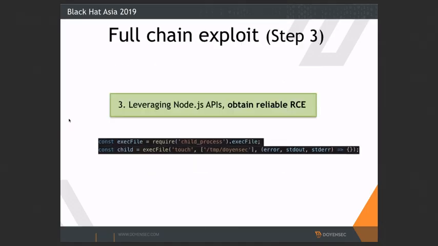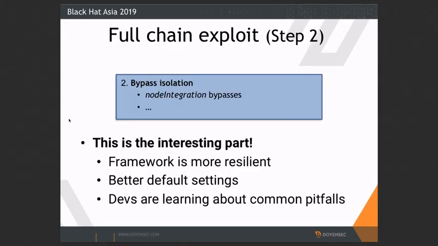I'm going to jump for a second over step 2 and instead spend a few seconds on step 3, which is basically granted. If you are on a renderer and you have full control of JavaScript, and there is no isolation, or you bypass the isolation, then obtaining a reliable remote code execution is as easy as using the Node.js API. So from the pure technical standpoint, the interesting part, at least in my opinion, is step 2: how do I go from an XSS to bypassing the isolation in order to execute commands.